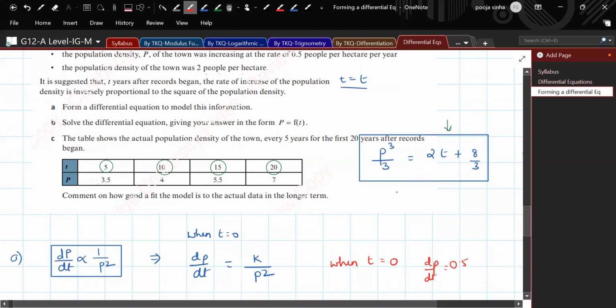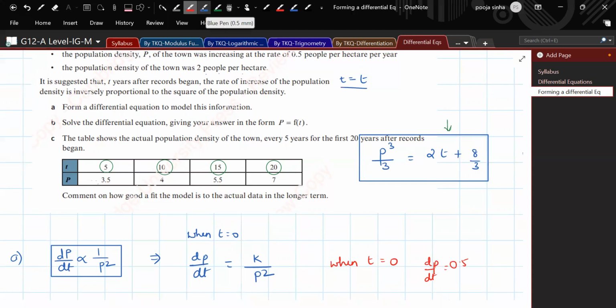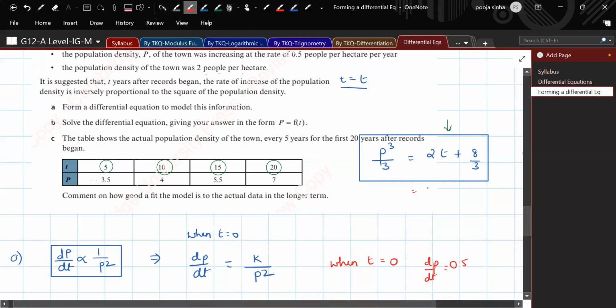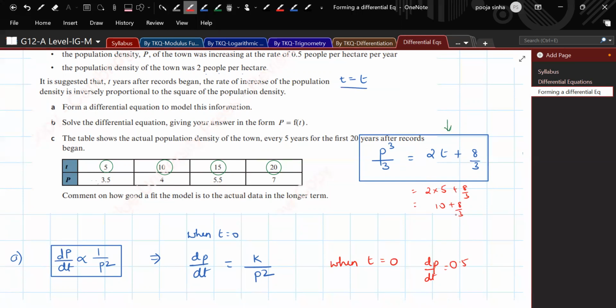So for example, population, it says after 5 years P should be 3.5. Okay, so let's put these values after 5 years. So 2 into 5 plus 8 upon 3, how much does this come to? 38.3. So that is cancelled. So P cube is 38. P cube is equal to 38. So what value does P come to?